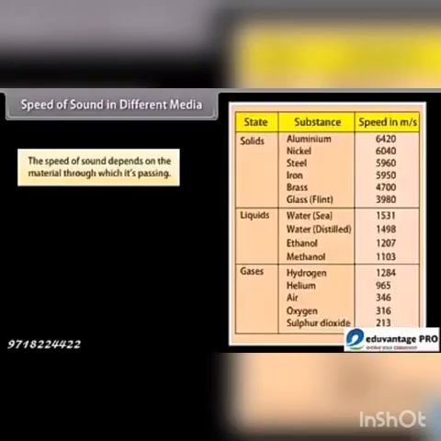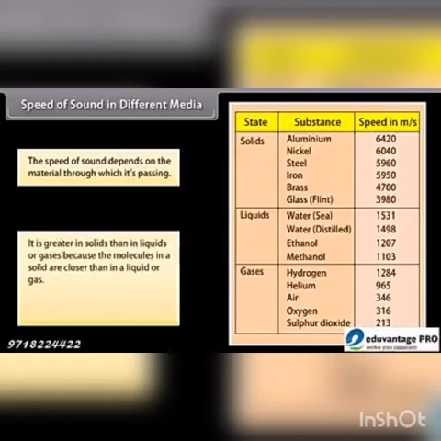Speed of sound in different media. The speed of sound depends on the material through which it's passing. It is greater in solids than in liquids or gases because the molecules in a solid are closer than in a liquid or gas. In this table, you can find the speed of sound in different media at 25 degrees Celsius.